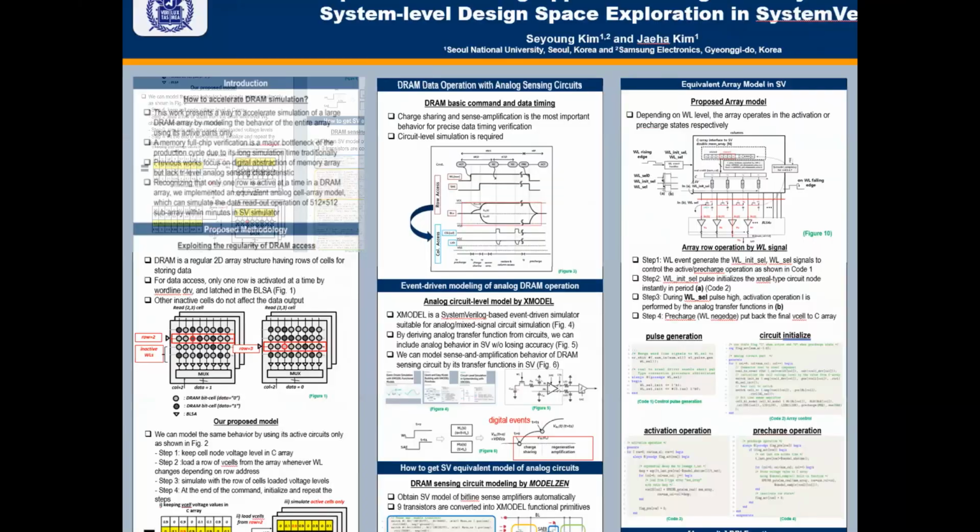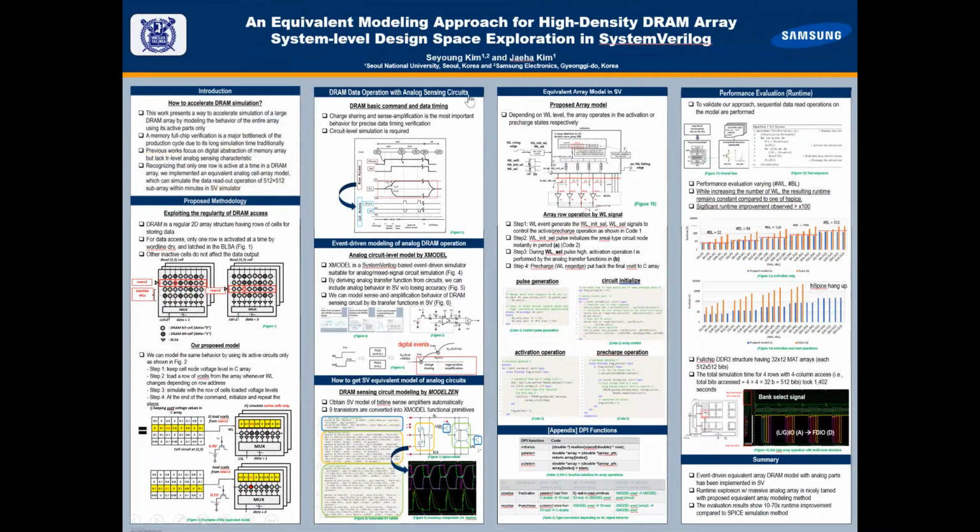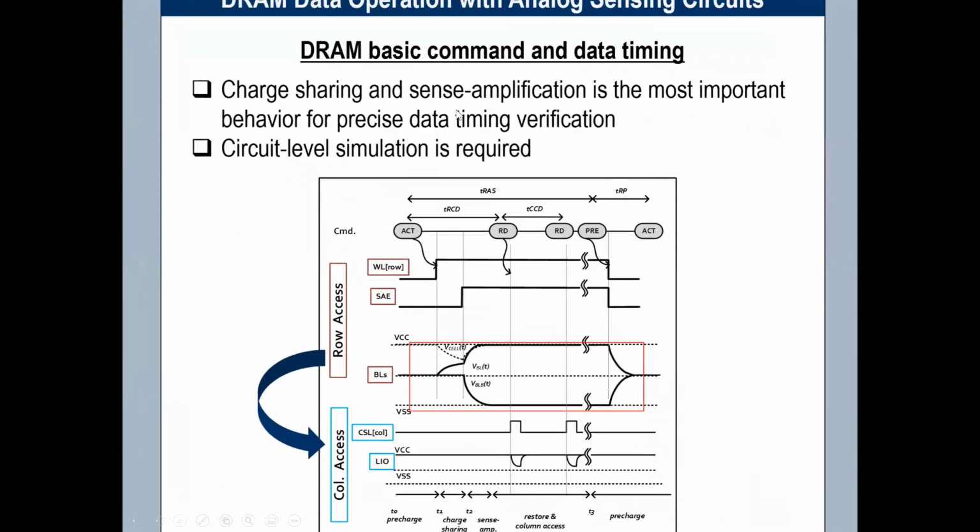As I mentioned before, data timing is the most important characteristic in DRAM verification. Figure 3 describes the circuit operation related to the data access in DRAM cells. Let me explain it briefly to understand DRAM circuit operation related to the command and timing. When the word line level goes high, charge sharing between the bit line and the cell capacitor is triggered. It typically takes several nanoseconds.